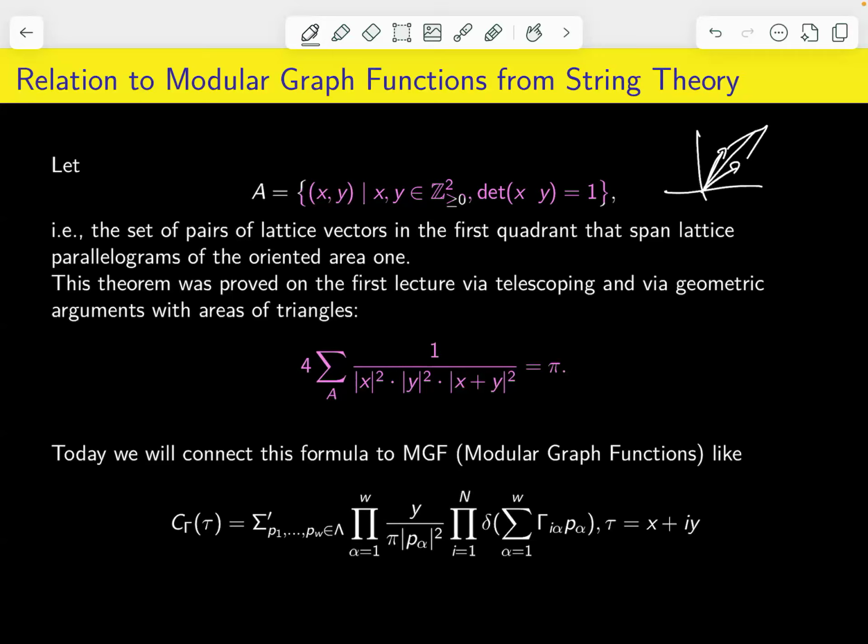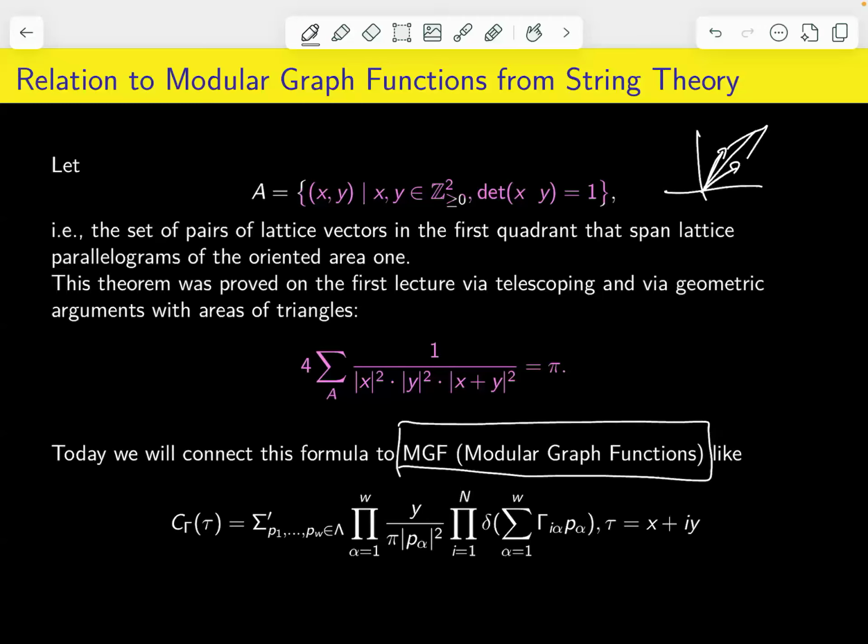And we prove this theorem in several ways, and I know at least 3 proofs, quite different, for this statement. And today the goal is to connect it to so-called modular graph functions. I will not say much about proofs of that. I just explain what it actually is. Okay, so the general formula is as follows.